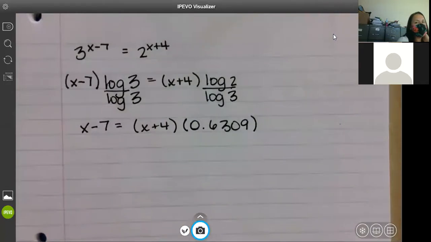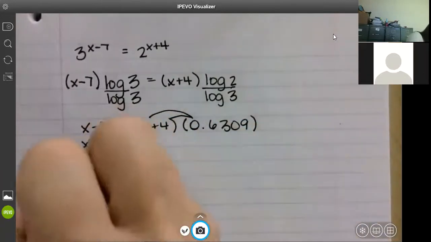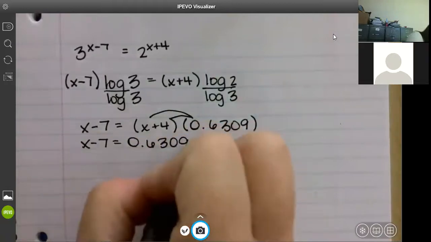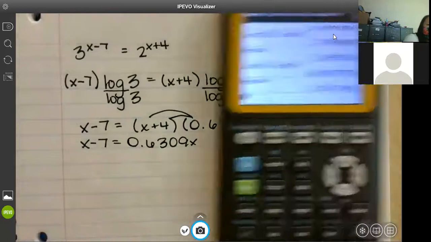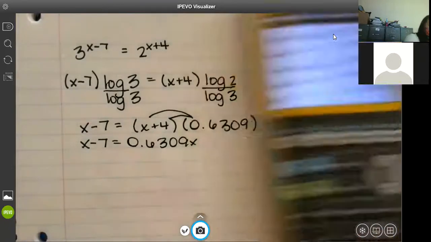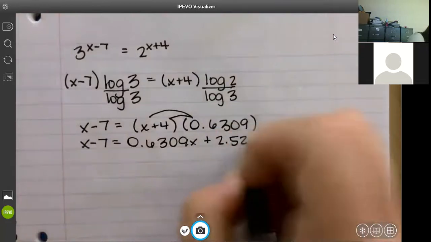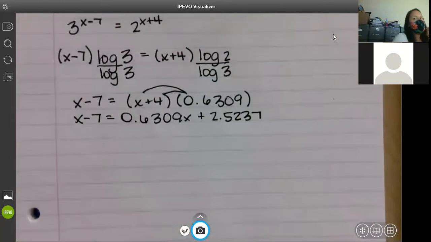Now what do I do? Yep, so you kind of have to distribute. x minus 7 equals 0.6309x. You also have to multiply it by 4. You get 2.5237 plus 2.5237. Again, this is a normal equation. It's just got ugly decimals in it, so don't freak out. You know what to do. How do I solve it?